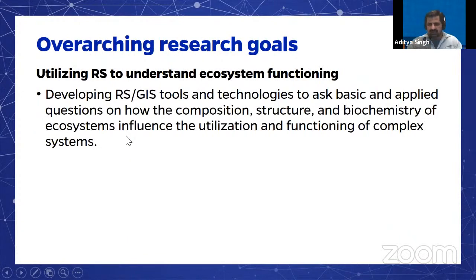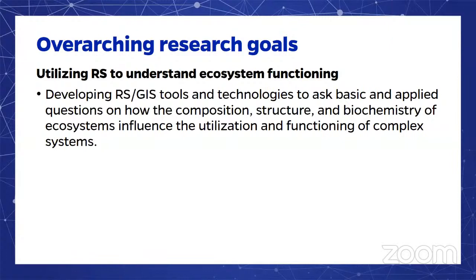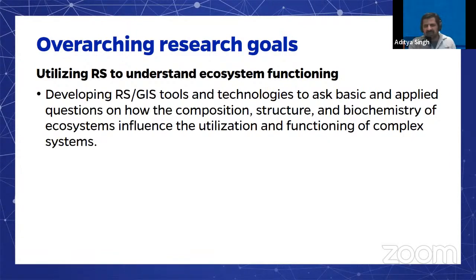So the overarching principle of what I do is utilize remote sensing to understand ecosystem functioning. And that might be forested ecosystems, might be agriculture. Most of these things, in terms of existing models or software, don't exist. So we sit down, we develop our own instrumentation, and we also develop our own techniques, statistical machine learning techniques, to answer these basic and applied questions in how the composition, structure and basically the biochemistry of ecosystems influences the utilization and functioning of said system.